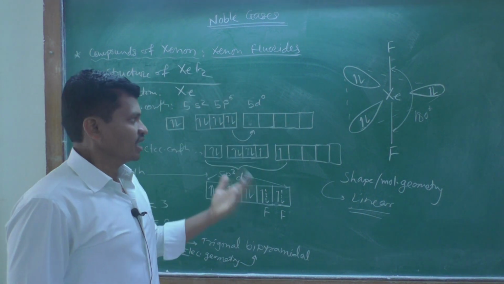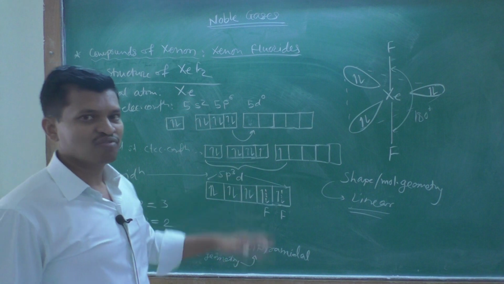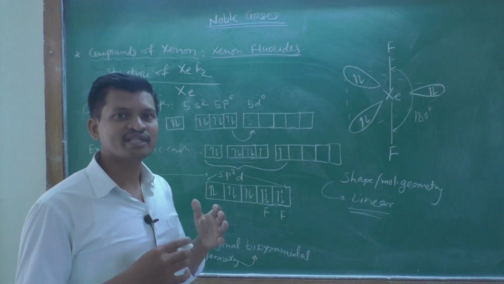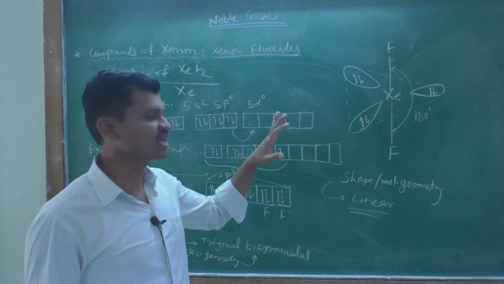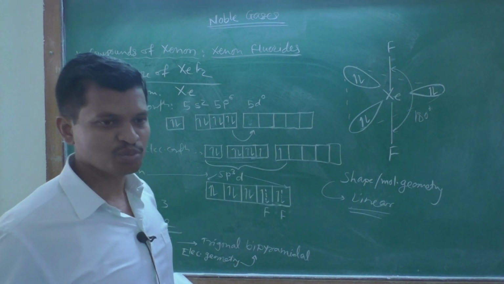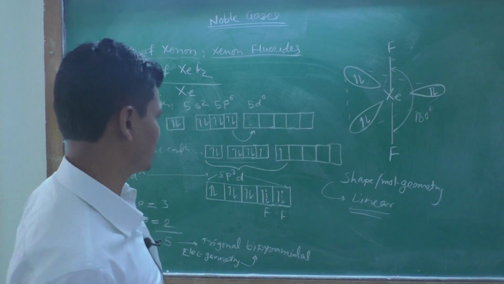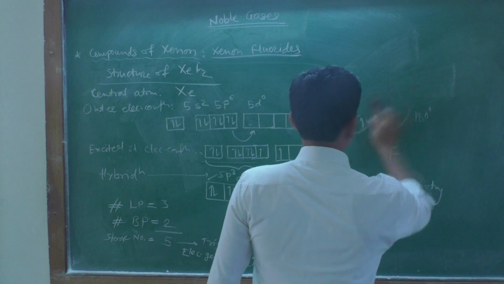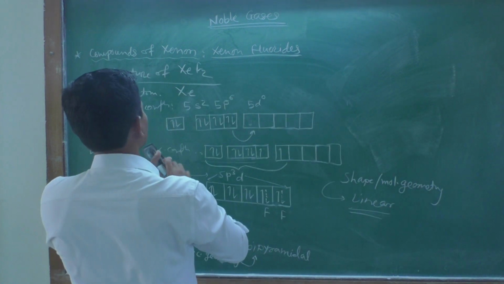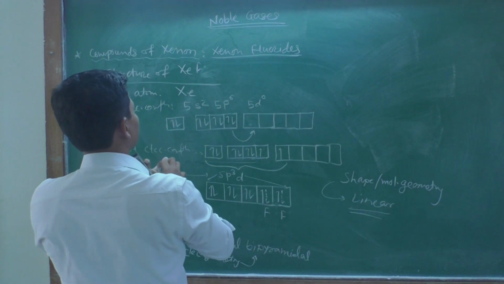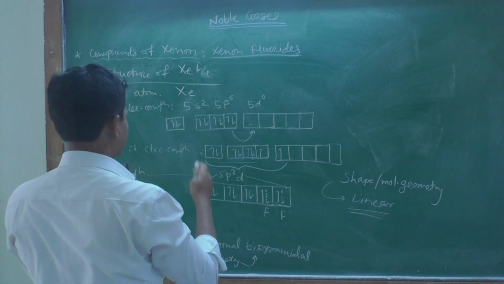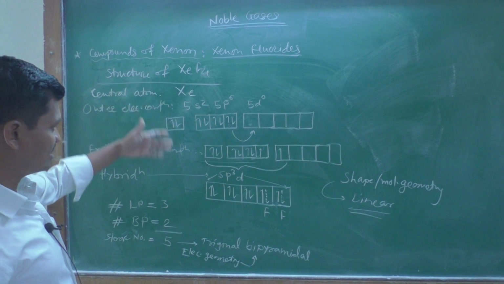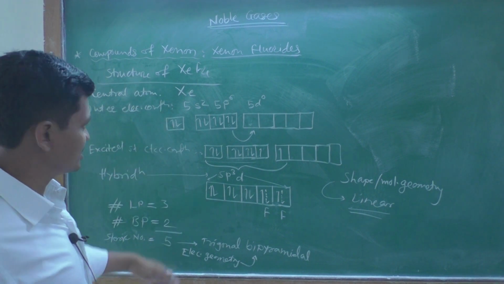Now the remaining molecules, that is tetrafluoride and hexafluoride, can be explained in the same way that we have explained the difluoride molecule. Means we are using the VSEPR model here. Now the structure of xenon tetrafluoride can be explained in the same manner. We can write the same explanation about this.